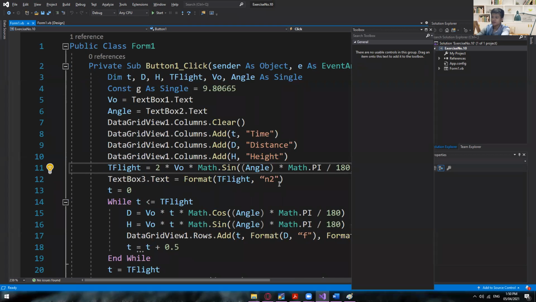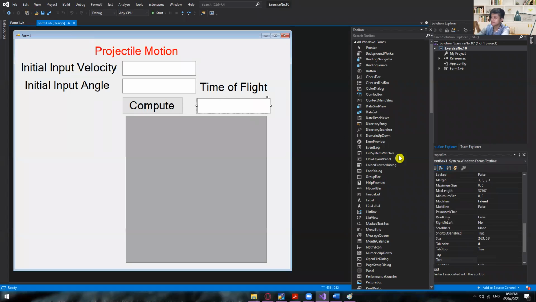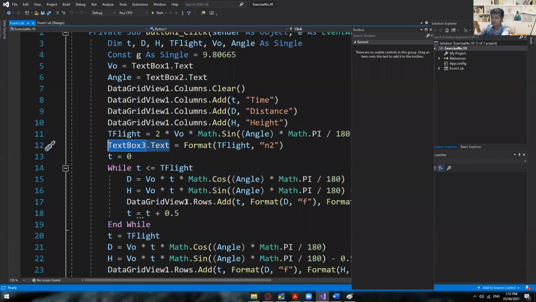All right, for the next one right here, whatever is the computed value will be formatted into two decimals only, and will be shown in the text box 3.text. Text box 3.text is this one, the time of flight.